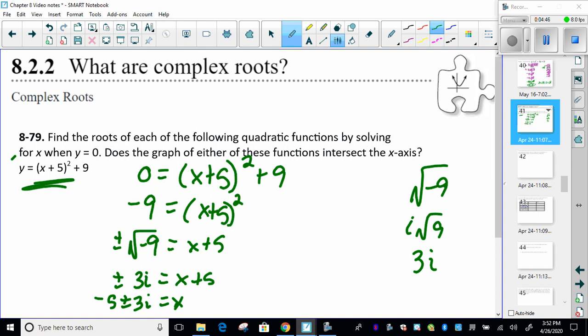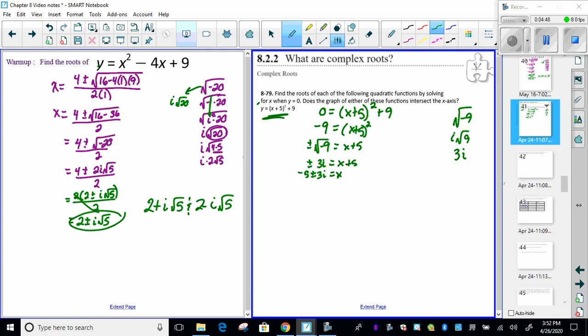Do either of these cross the x-axis? No, these are not real numbers. These are complex numbers. So please keep that in mind, that neither of these will cross the x-axis.